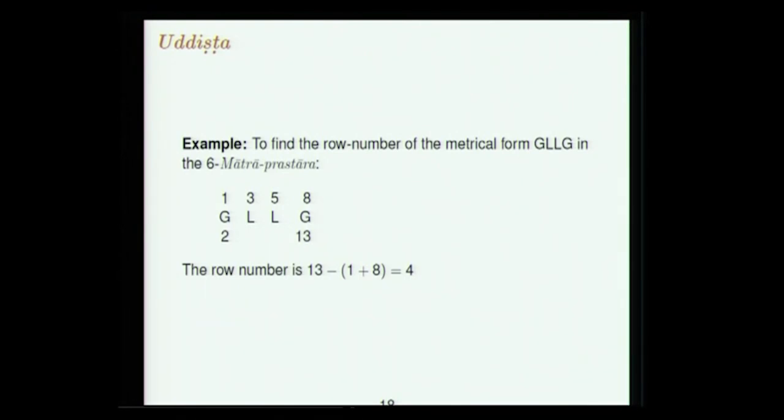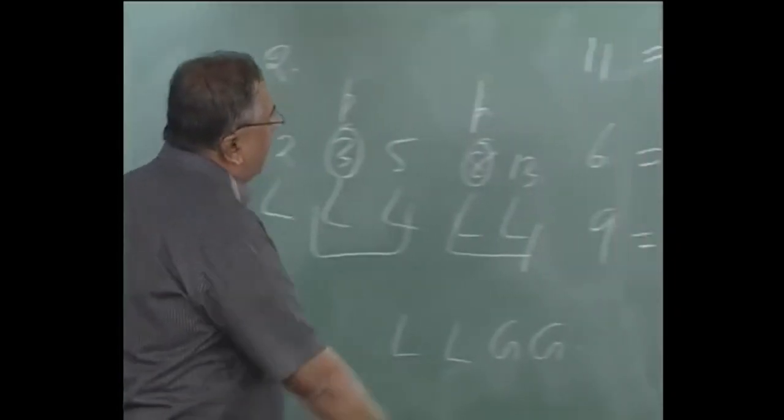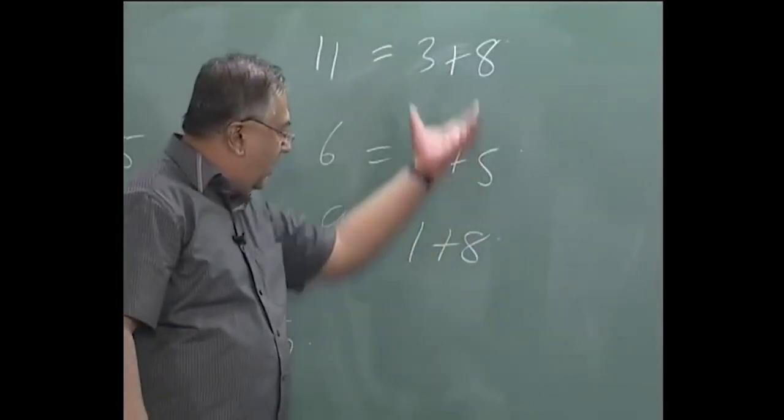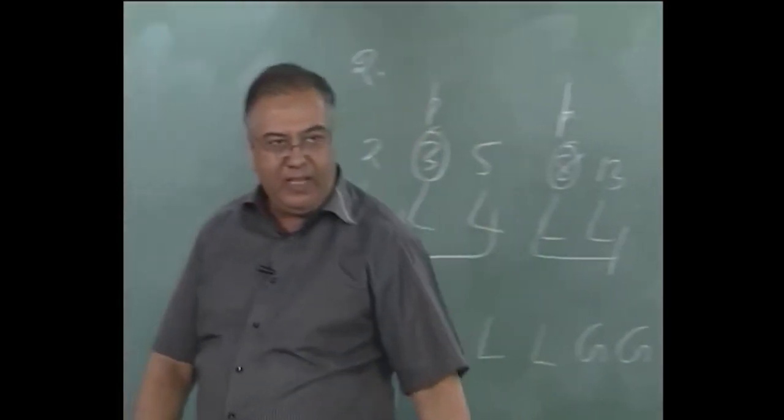That was the way that Uddishta problem was solved. So in the prastara, to link the row number with the metrical form, the mathematical principle that is operating is a certain decomposition of each of these numbers 1 to 13 as a sum of the Virahanka numbers 1, 2, 3, 5, 8. And that way of writing it is unique.